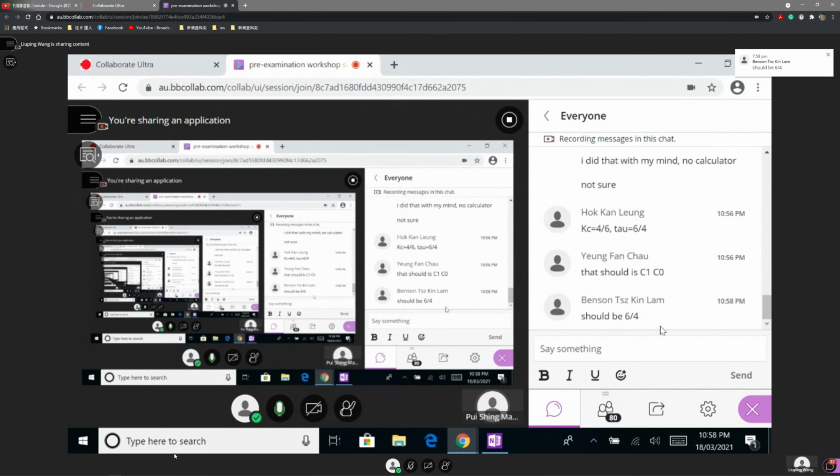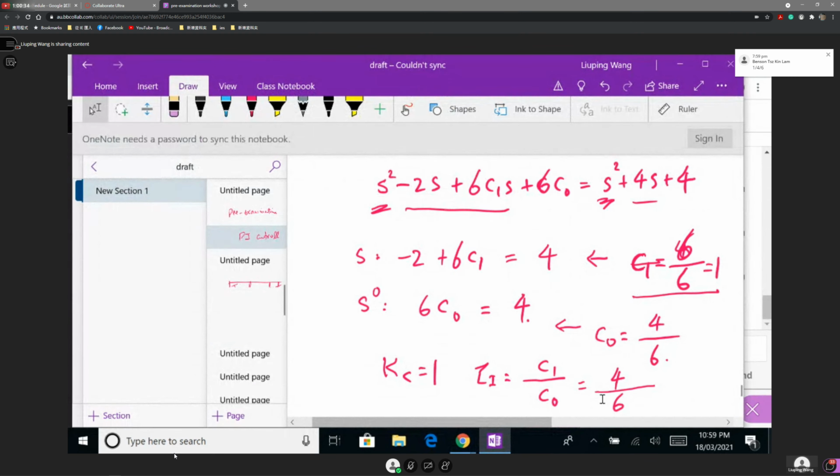Okay, did you get it? Should be 6 over 4. And yeah, good. All right, sure. Yeah, because this is on the bottom, right? Very good. So KC is equal to 1, right? Very good.